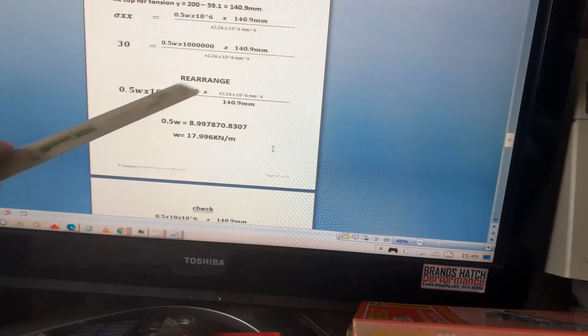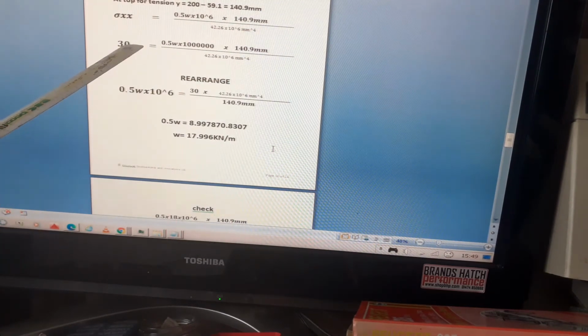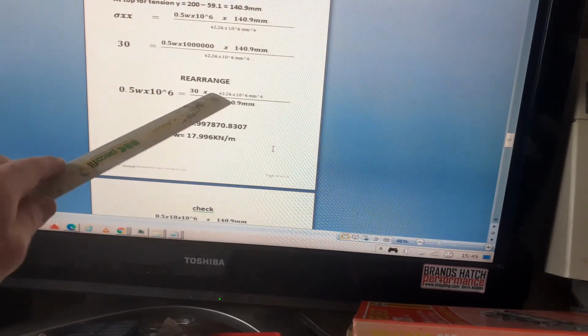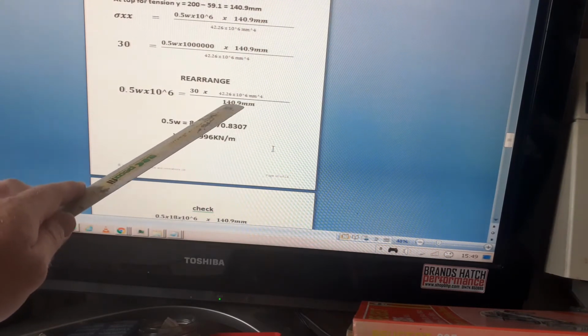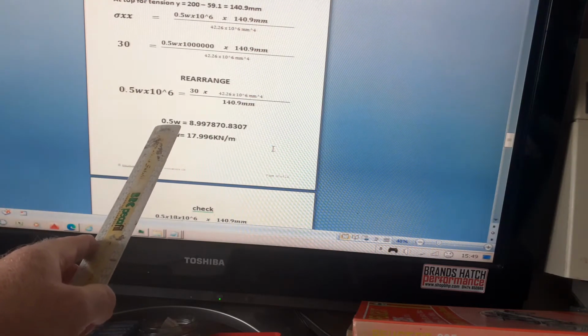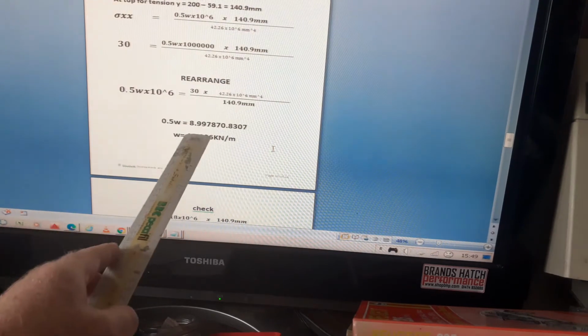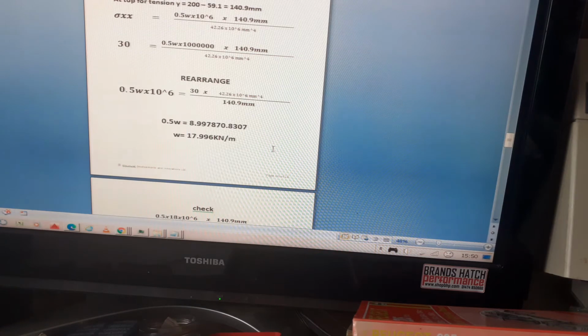Rearranging this equation, 0.5 W equals 30 times I, so the I goes to the top, and then the 140.9 goes underneath, which is 30 times 42.26 times 10 to the power of 6 divided by 140.9. That is 0.5 W. That value is 8.99789, so it's basically 9. 0.5 W is 9, so W is 9 divided by 0.5, which is 18 kilonewtons per meter.